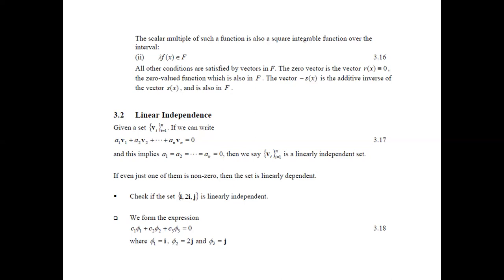Check if the set i, 2i, j is linearly independent. We form the linear expression C1 phi 1 plus C2 phi 2 plus C3 phi 3 equals 0, where phi 1 is i, phi 2 is 2i, please, not 2j, and phi 3 is j. Thus, i C1 plus 2i C2 plus j C3 equals 0. Collecting like terms, i times (C1 plus 2C2) plus j C3 equals 0, which implies that C1 plus 2C2 is 0 and C3 equals 0. We see that C1 equals minus 2C2 and C3 equals 0.